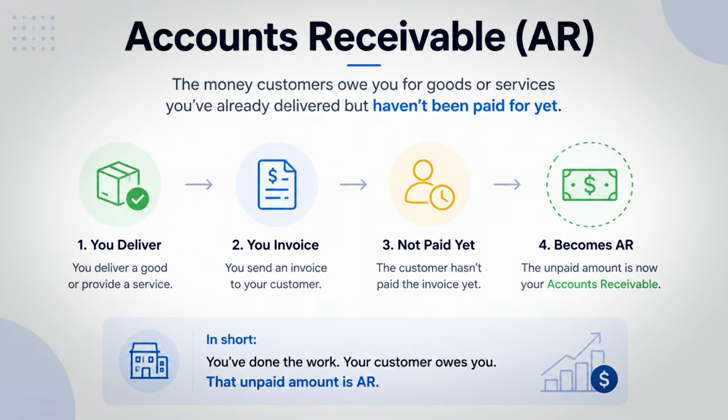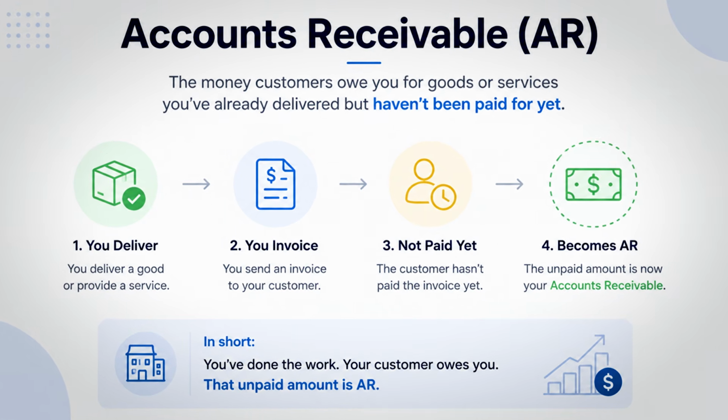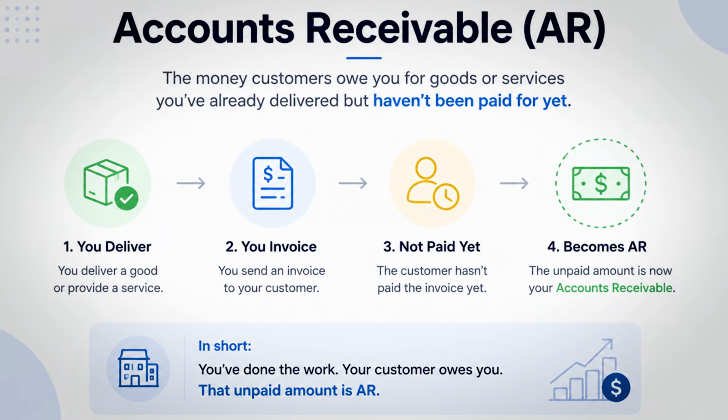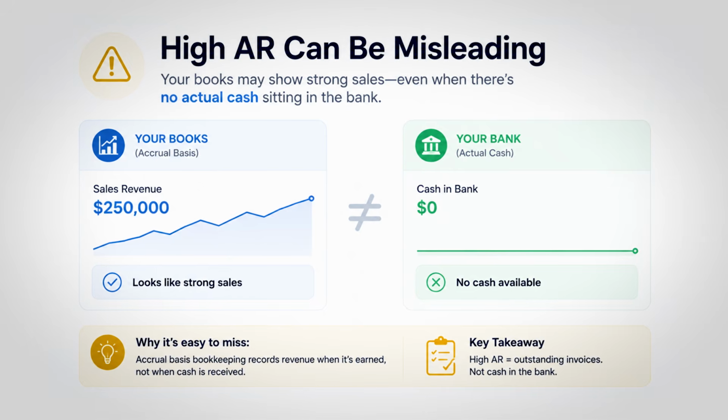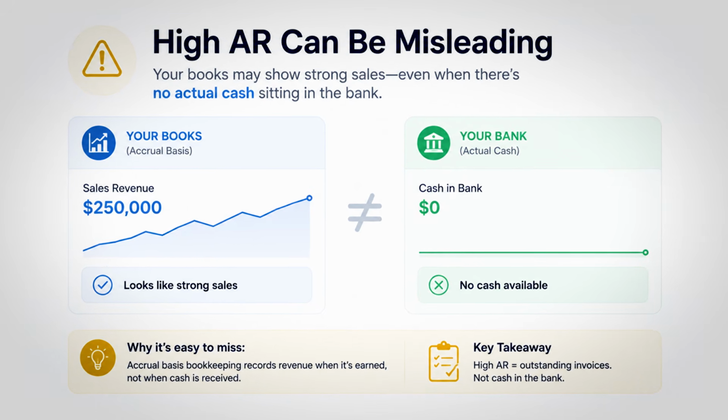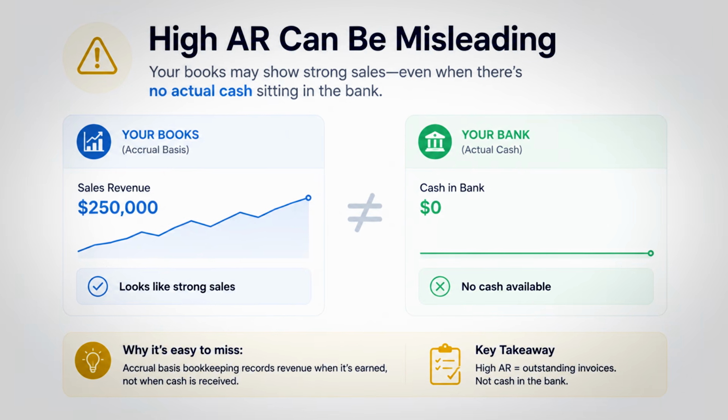Let's jump right in. Accounts Receivable, or AR for short, is simply the money customers owe you for goods or services you've already delivered but haven't been paid for yet. Staying on top of AR is how you actually get paid, and it's one of the clearest signals of the financial health of your business. High AR can mean your books are showing strong sales when there's no actual cash sitting in the bank, which is easy to miss if you're on accrual basis booking. The gap is exactly why keeping an eye on AR matters so much to business owners.